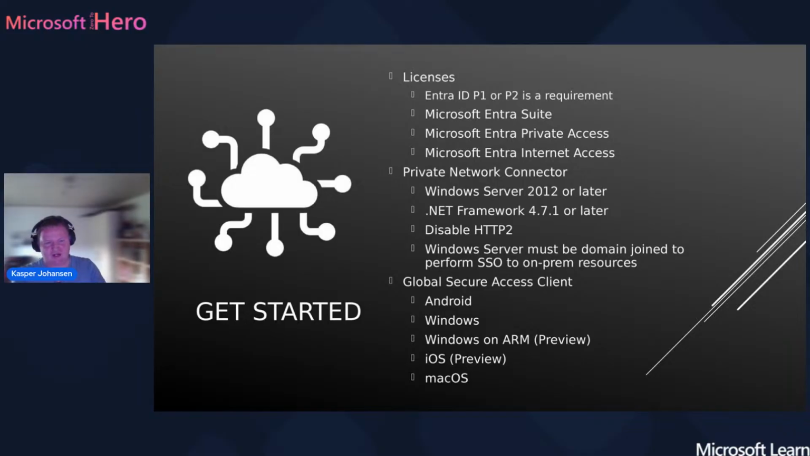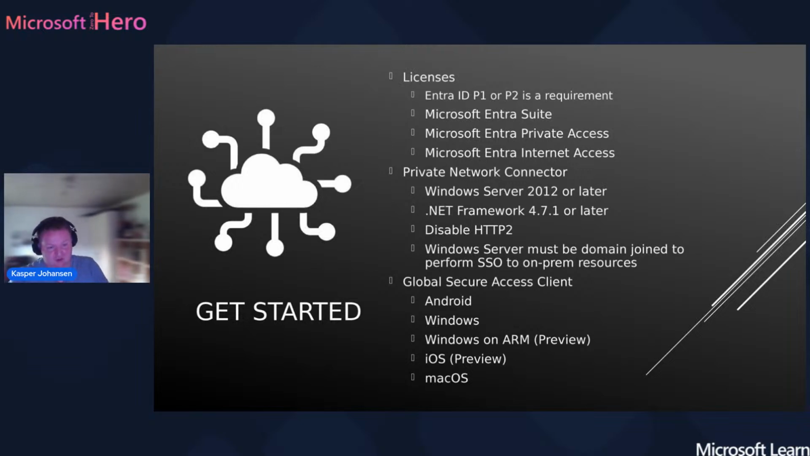Global Secure Access Client is working today in Android, Windows, and is in preview in Windows on ARM. It is working very good. I have a customer currently testing it, and the feedback from there is it's actually working better on Windows on ARM compared to Windows itself. It seems like it's better coded, it's faster.